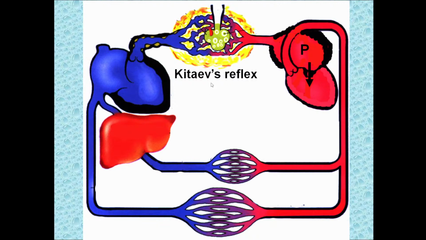Negative side of the Kitaev reflex: due to spasm of lesser circulation vessels and increased pressure in the lesser circulation, a problem appears in the right ventricle, which also must contract more intensively to push blood through the vessels with high blood pressure. Right ventricle compensatory hypertrophy. But you must remember, hypertrophied muscles need adequate blood supply.